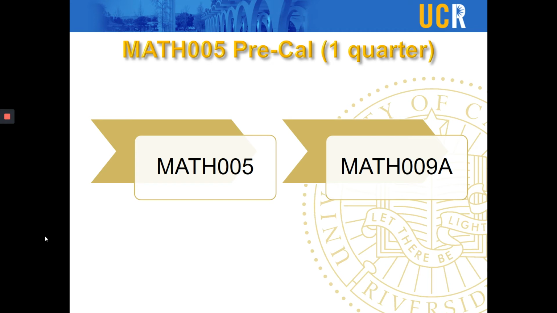Course numbering is not based upon level of difficulty for all math courses. Math 6A and 6B is a similar course to Math 5, pre-cal, but it is taught over 2 quarters.